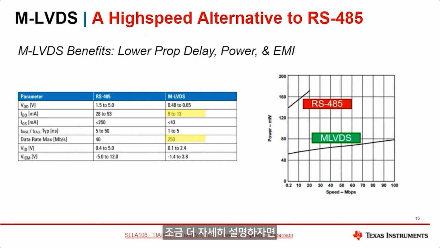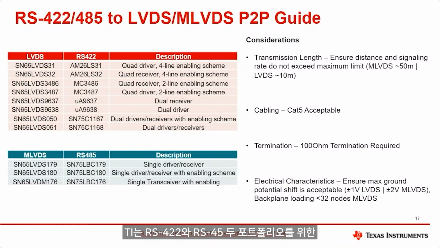A little bit more: M-LVDS is intended to be a high-speed, short-reach alternative to the RS-485 standard. A couple benefits that M-LVDS has is, again, low propagation delay, much lower power and EMI relative to RS-485. Taking a look at the table on the right-hand side, you can see that across the different signaling rates, M-LVDS has much lower power than that of RS-485. TI has devices for both portfolios, RS-422 and RS-485 as well.